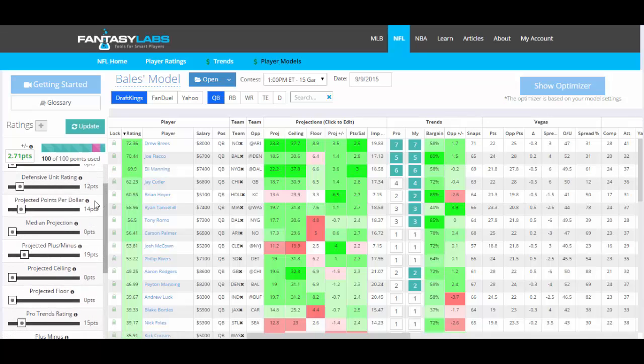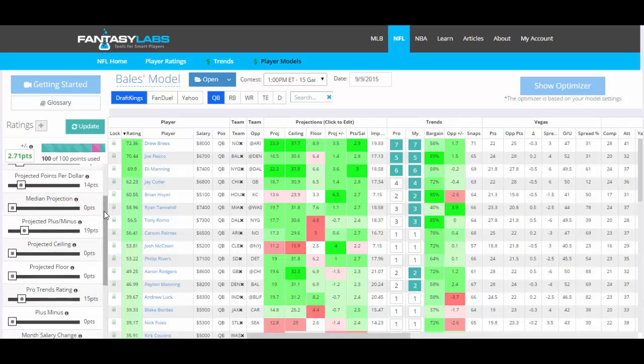important. Projected points per dollar, this is what you see on almost every site. This is just how they rate players. I think it's a little bit fragile to use on its own. We have it as points per salary here. It's the number of points per $1,000 of salary, but still a valuable component to add into your models, and you can weight it as much or as little as you'd like.